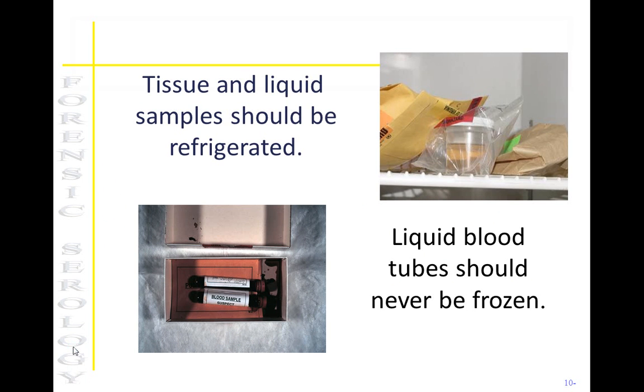Tissue and liquid samples should be refrigerated. Liquid blood tubes should never be frozen. All of these samples need to contain the correct labeling, so this would include the name and initials of the collector, the date and time of the collection, the appropriate agency and case numbers, the name of the individual that the samples are being collected from, and a detailed description of the item, including the location of the item, and then the unique identifier for that item.